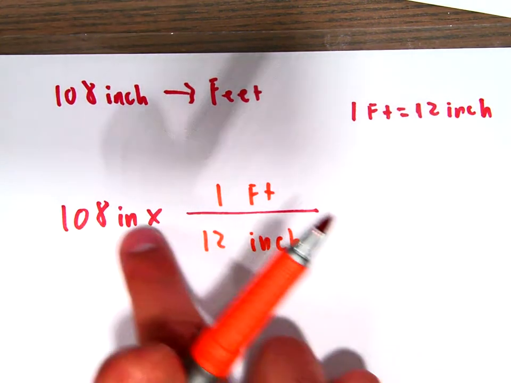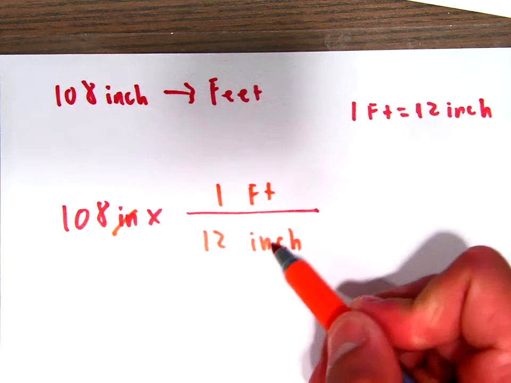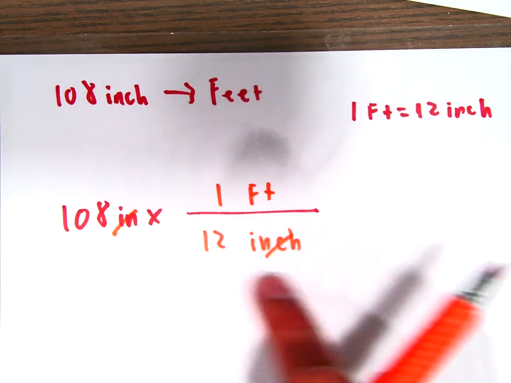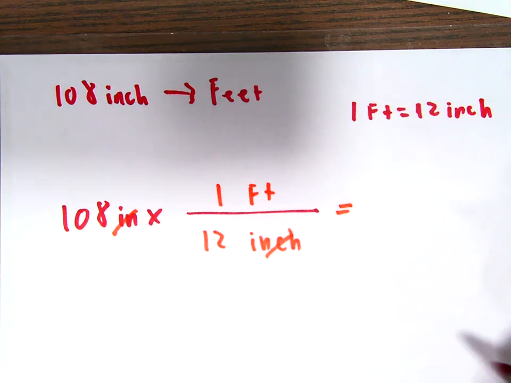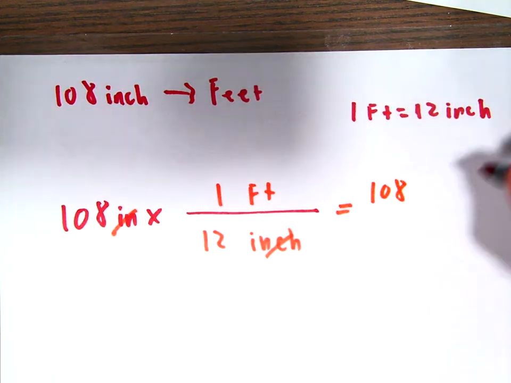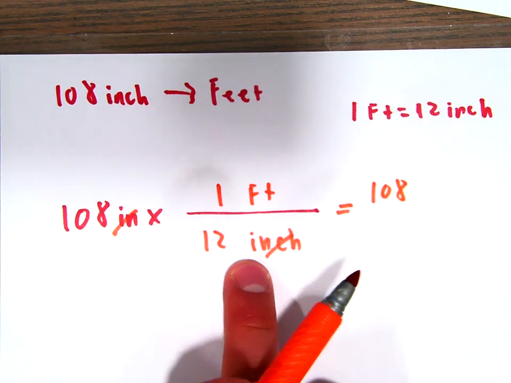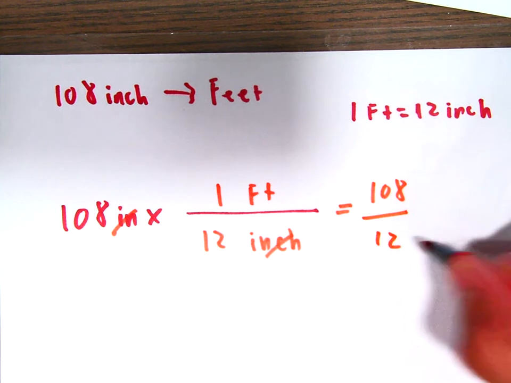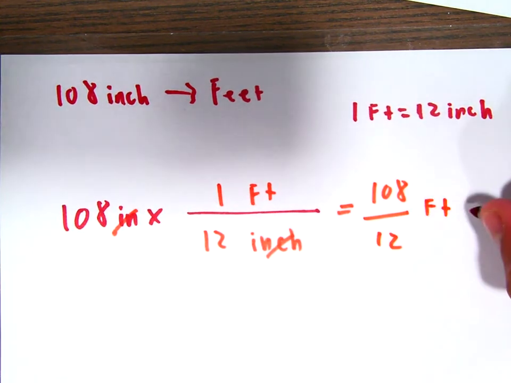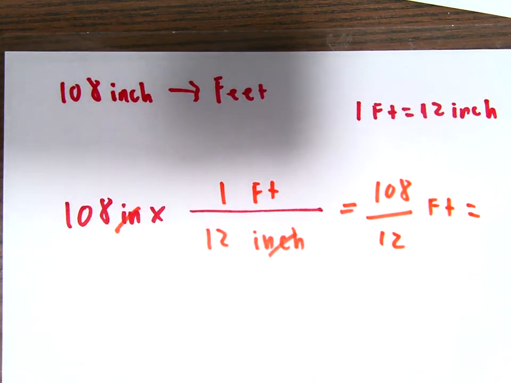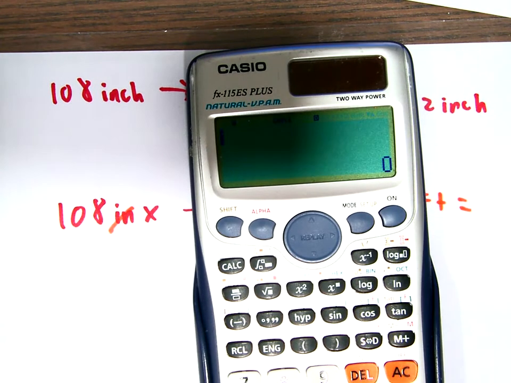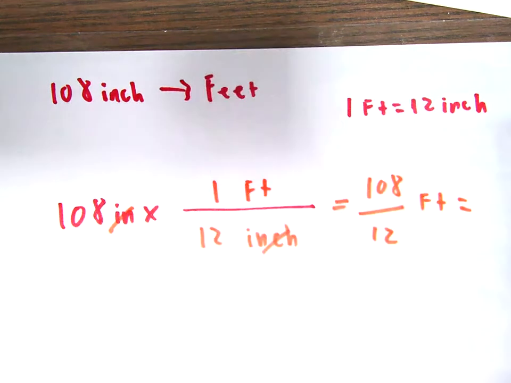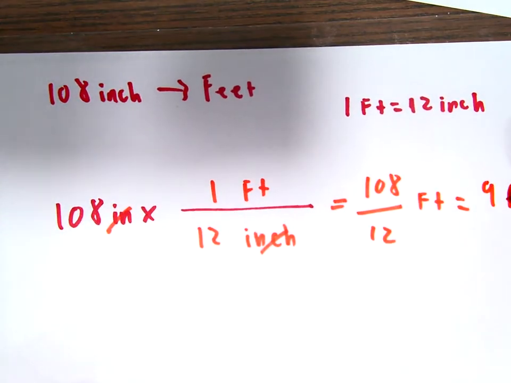Remember, things that are across from each other cancel out. Cancel, cancel. I abbreviated here, but it's the same thing, inches. Multiply the top. 108 times 1 is going to give us 108. The bottom, there's an invisible 1, so 1 times 12 is just 12. And then we're left with feet. If I want to simplify that, that's just 108 divided by 12. So I put that in my calculator. 108 divided by 12 equals 9. So that would be 9 feet.